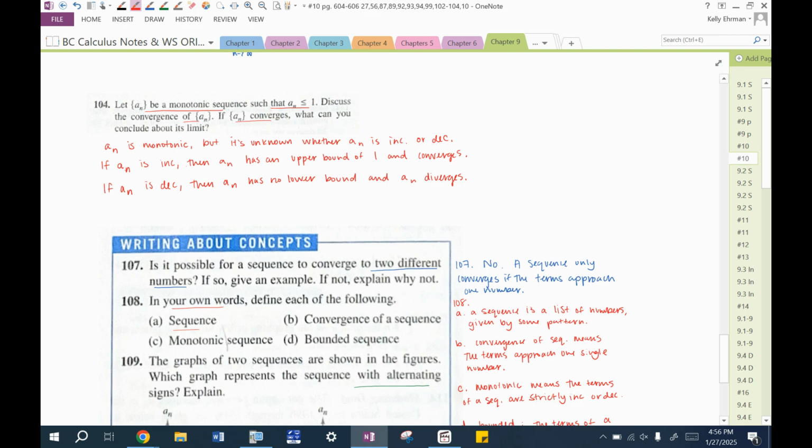So if A sub n is increasing, if that's the type of monotonic, increasing, then there is a ceiling. There's an upper bound of 1. The terms will be less than or equal to 1. So that means that the terms would converge. If A sub n is decreasing, then there wouldn't be any lower bound because it doesn't say that there's a stopping point. The terms are just less than or equal to 1. So this could continue to decrease to negative infinity. So that means the sequence would diverge.